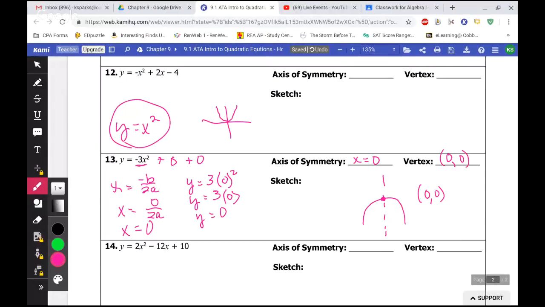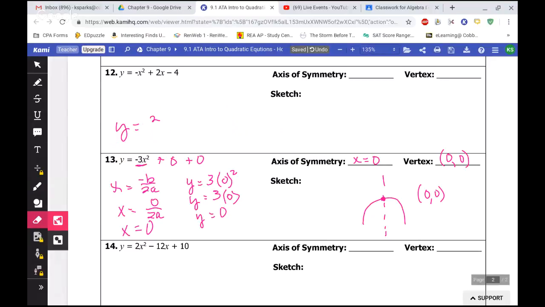And what happens when you multiply it by a -3 is it inverts and it gets skinnier. So it would rise quicker. And I know that was a lot of information I just spewed at you, but this is kind of a special form of a quadratic.